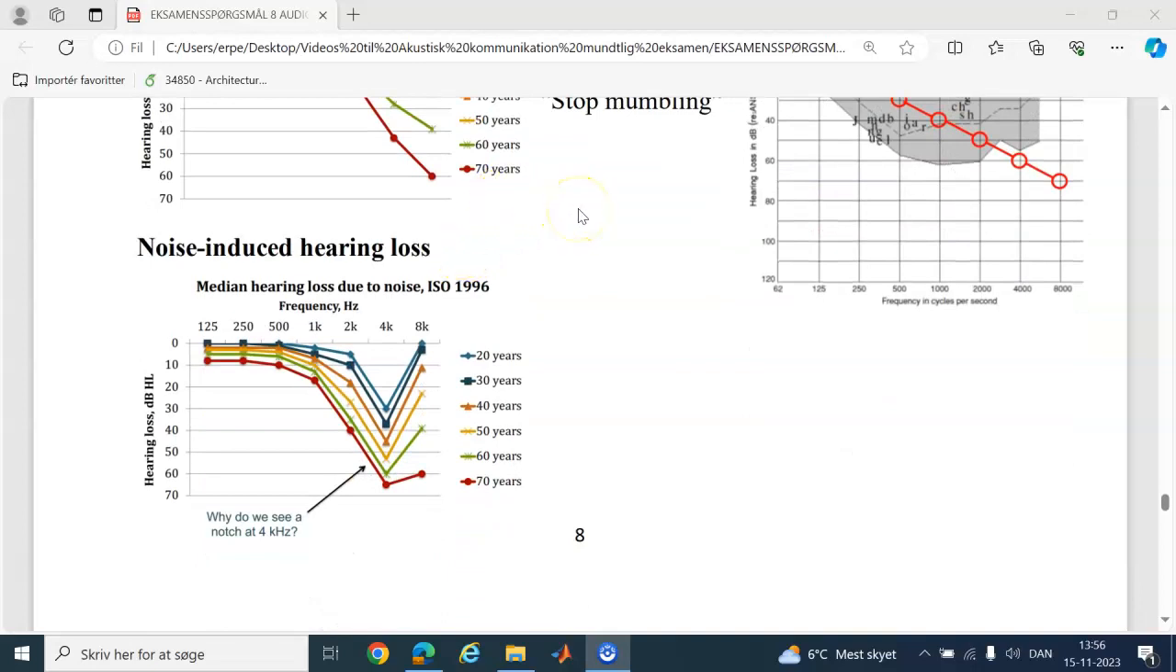And noise-induced hearing loss. What does that mean? It's for everybody. With noise-induced hearing loss, there's a notch at about 4 kilohertz, 4000 hertz. So the hearing loss is greatest there for all ages, 20 and up, and there's a dip there. And maybe why explain this? Maybe because of the resonance frequency. 4000 hertz is almost the same as the resonance frequency in the ear canal. Maybe.